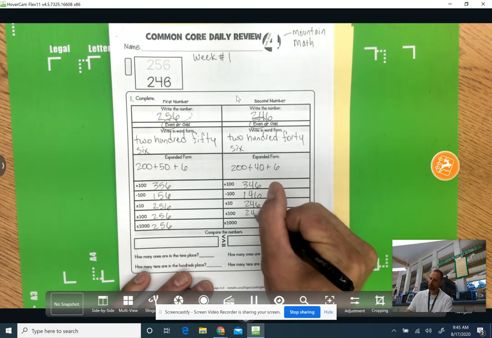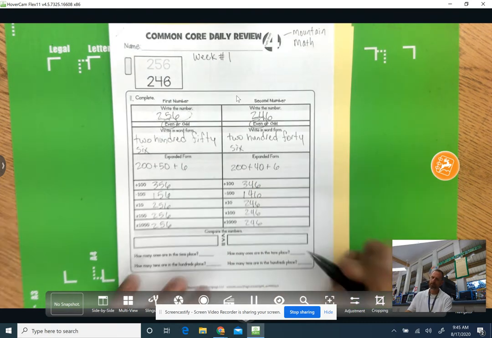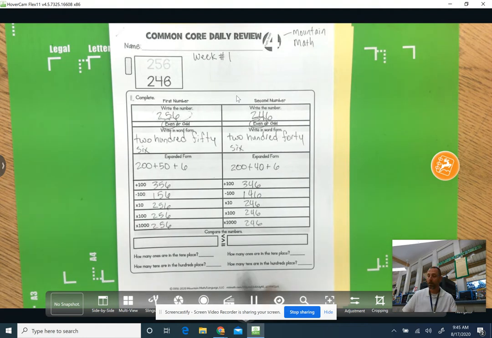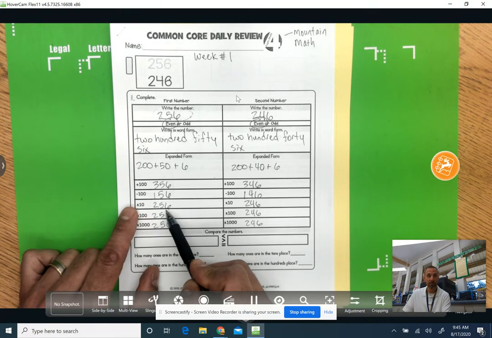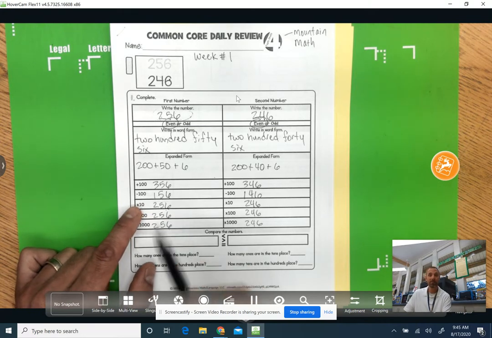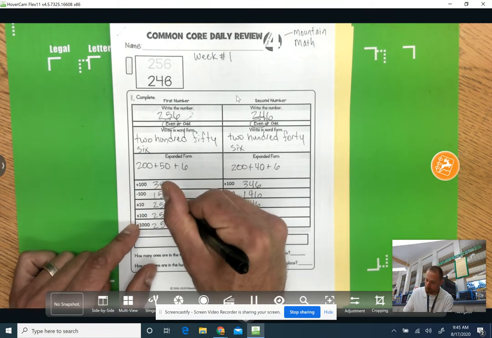246, 246, and 246. A little bit of mental math here. Anytime you multiply anything by 10, all you have to do is add a 0. If I multiplied 256 times 10, the only thing you have to do is add a 0, put a 0 at the end of the number.